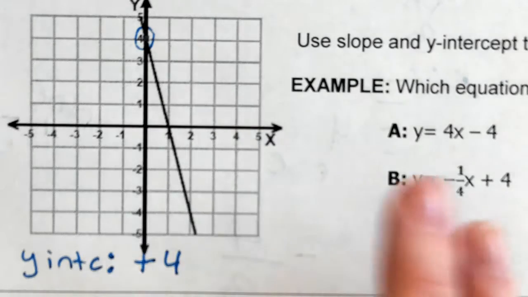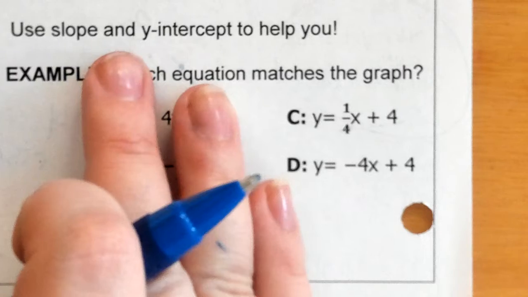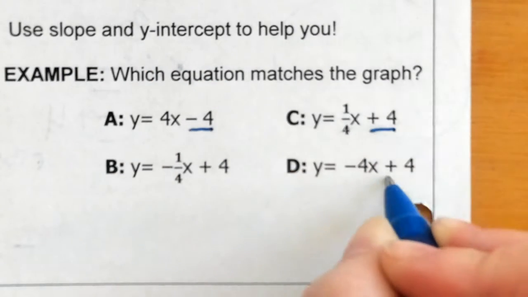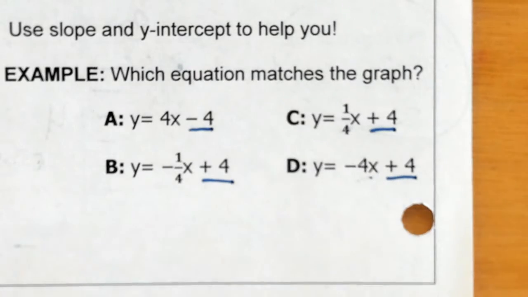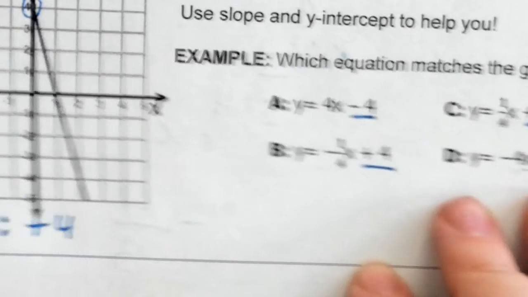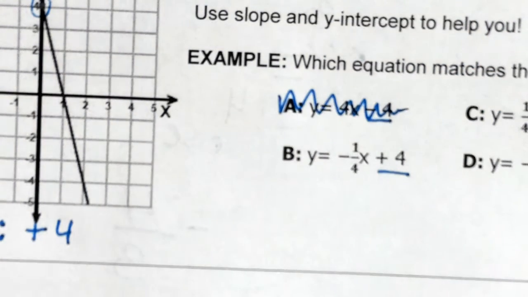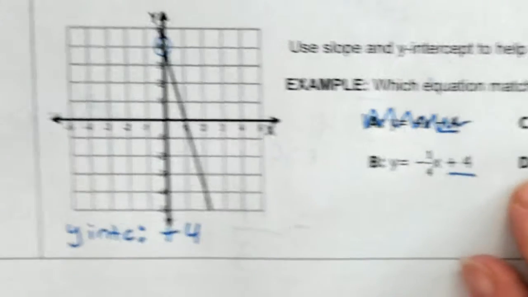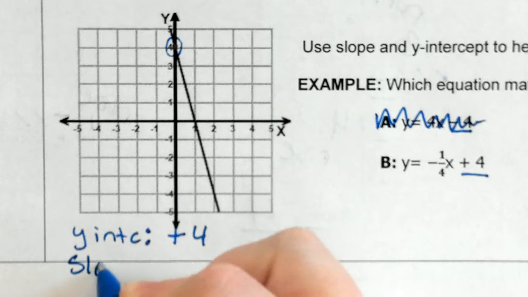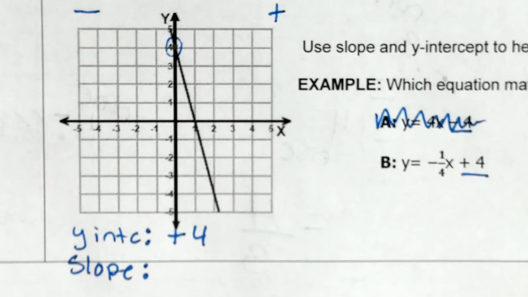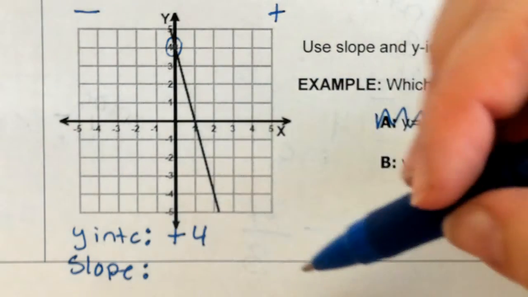Now maybe we take a look at those equations. When I look at those equations, I see -4, +4, +4, +4. Well, wait a second. We just said our y-intercept was +4. That means option A is gone. Just like that, we've eliminated one answer choice. So let's ask ourselves some other questions. Slope. Is our slope positive or is it negative? If you said negative, you're correct.